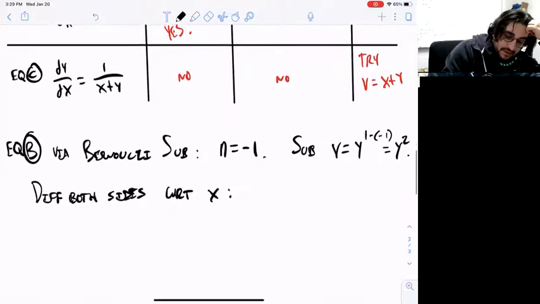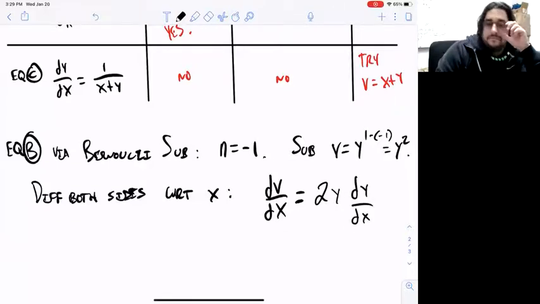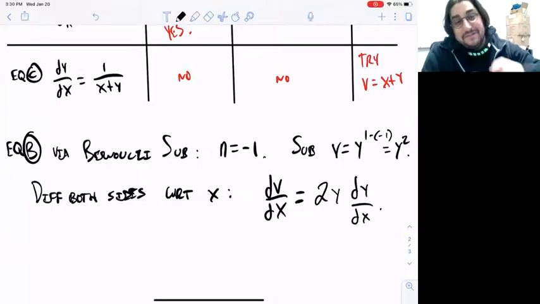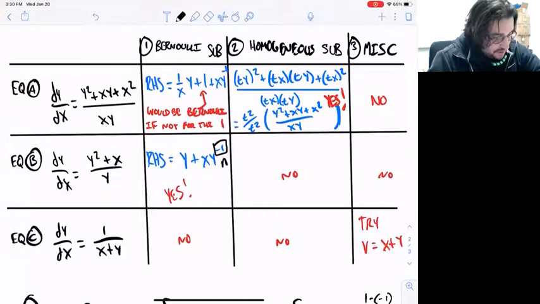Right, so on the left-hand side, I have just dv dx. On the right-hand side, we're going to do a little bit of power rule. We'll get 2y dy dx. Right. So that's the relationship that we're going to use. Not only v equals y squared, but also the derivative. Right? It's a differential equation. We need both, right? So let's plug in now to our differential equation.